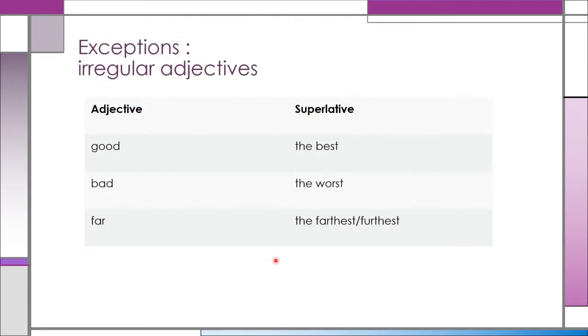As with comparative adjectives, in superlative adjectives we also have exceptions. When we want to use good or bad in superlative form, we have to say the best; bad, the worst; far, the farthest. So these are the exceptions of the rule.